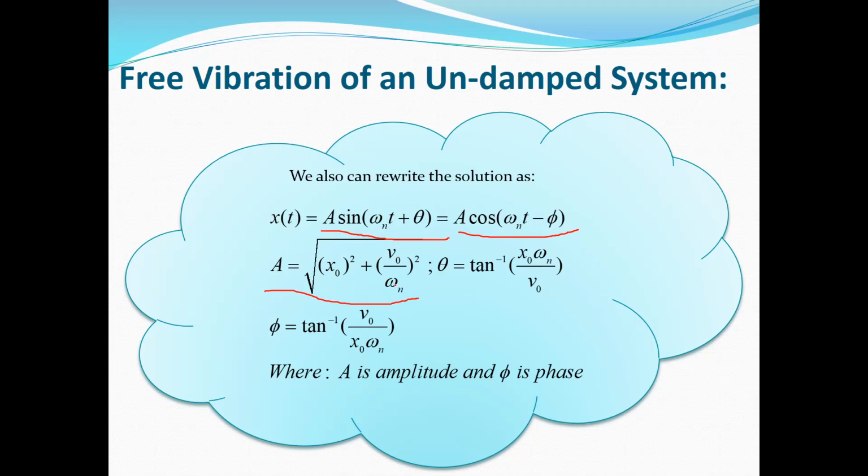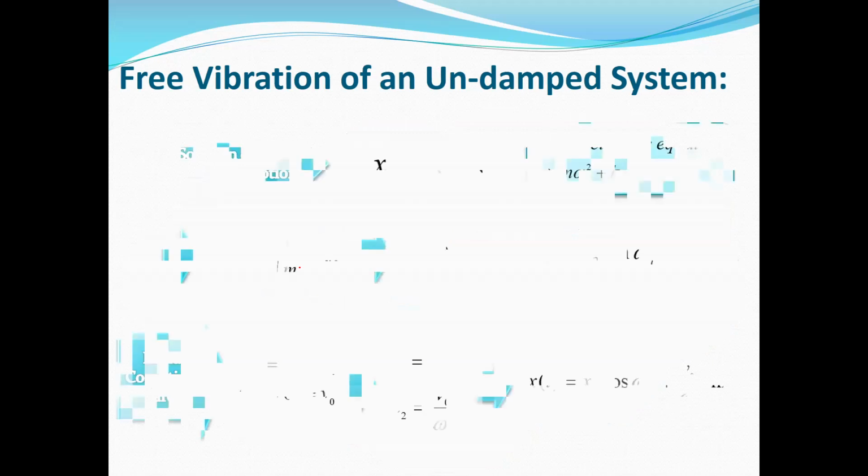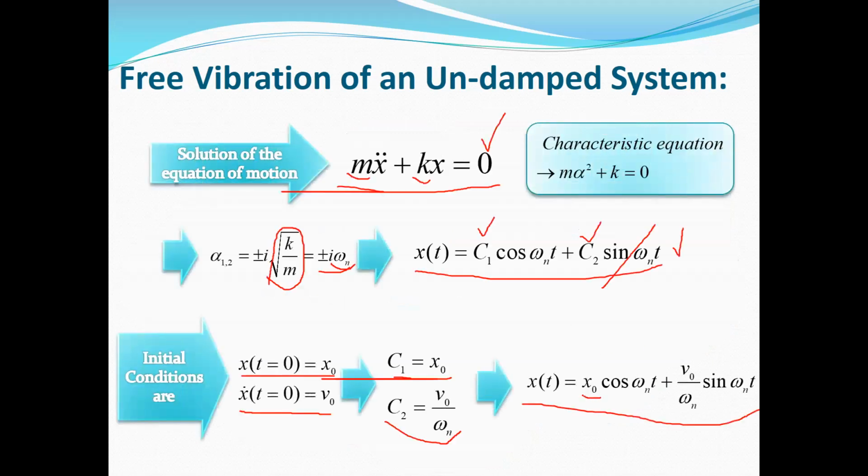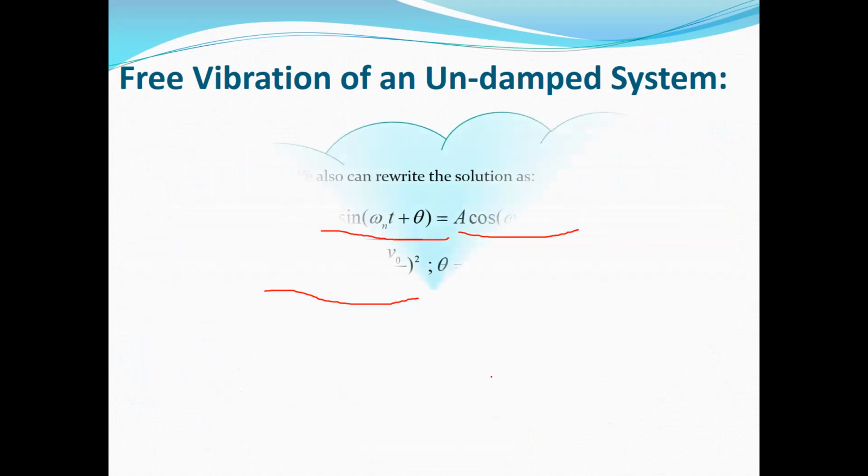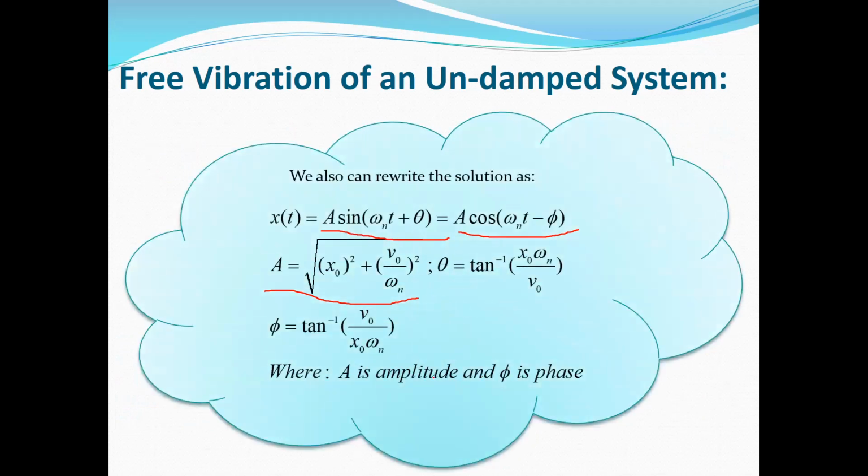x naught and v naught divided by omega n, these two are c1 and c2. If you remember in harmonic motion, when I explained, they are the coefficients of the cosine and sine functions in your main response. Here you can see this is the coefficient of cosine and this is the coefficient of sine. So we use these two coefficients to extract the phase angle and the amplitude.